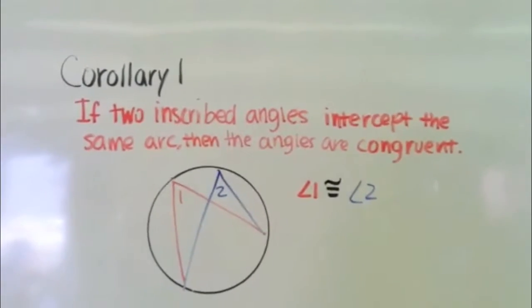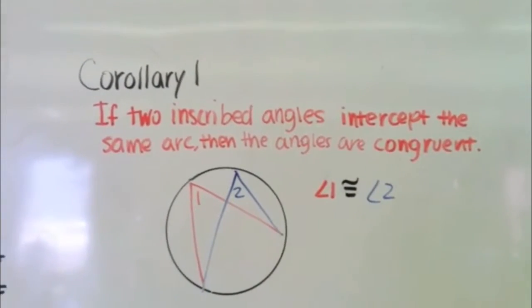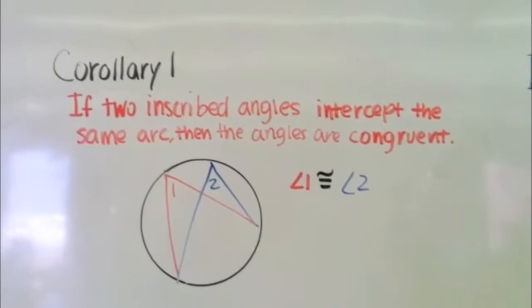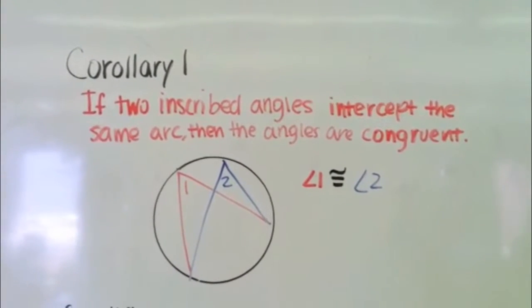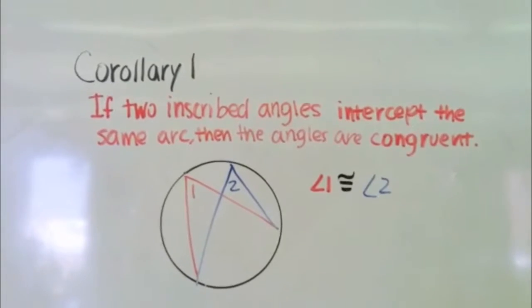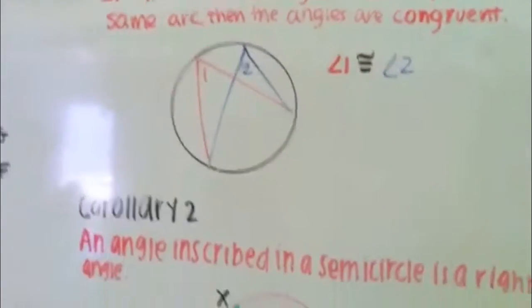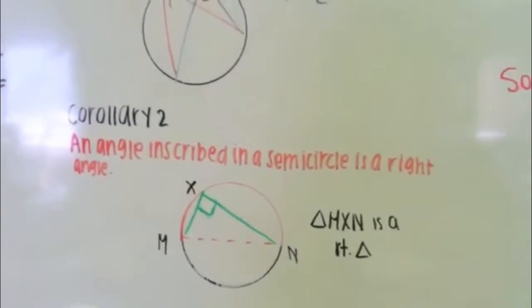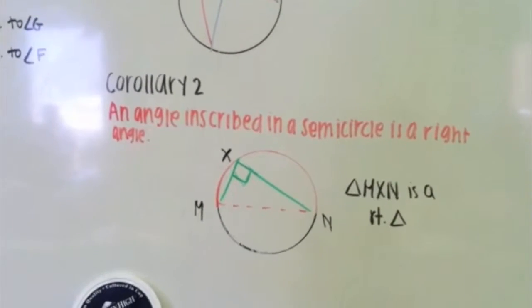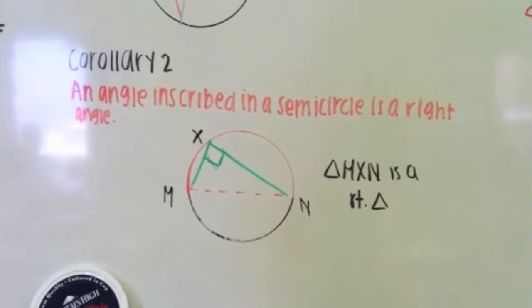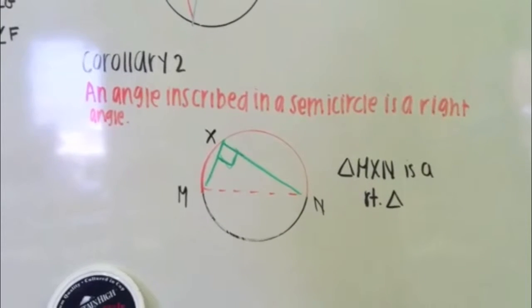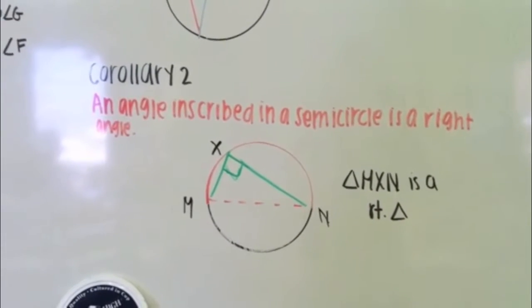Corollary 1. If two inscribed angles intercept the same arc, then the angles are congruent. In the diagram shown, angle 1 is congruent to angle 2. Corollary 2. An angle inscribed in a semicircle is a right angle. If arc MXN is a semicircle, then angle X is a right angle.